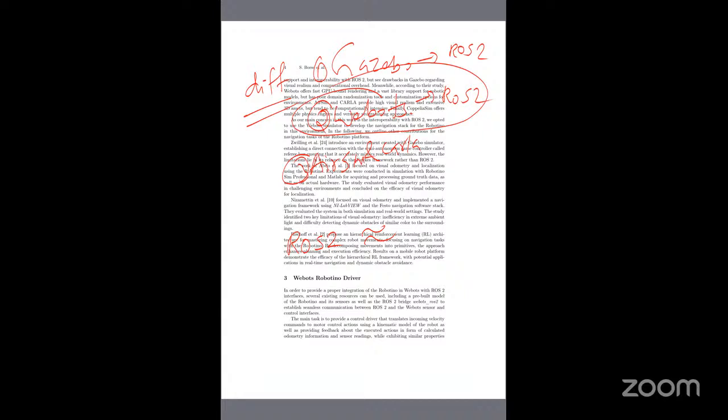So through this, the simulation plus the real Robotino is working with the same ROS2 navigation stack. So they have developed a centralized platform where this system can be used in the simulation environment as well as the real environment.